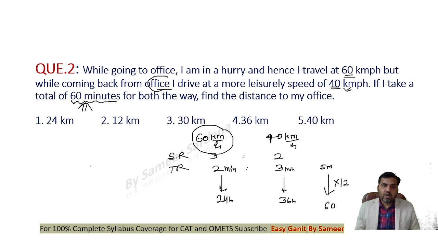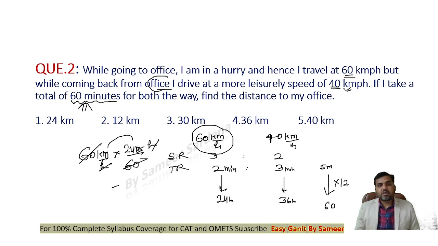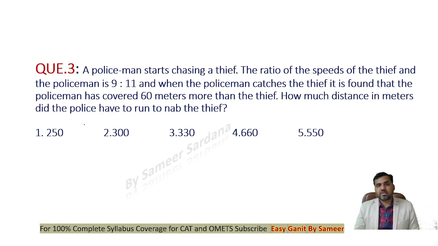At a speed of 60 km per hour, time taken is 24 minutes. Minutes can be converted to hours by dividing by 60. Now these minutes have been converted to hours, and hour and hours will get cancelled. So total distance will be 24 km. That means the distance from home to the office is 24 km. That's how you're supposed to solve this question, right?